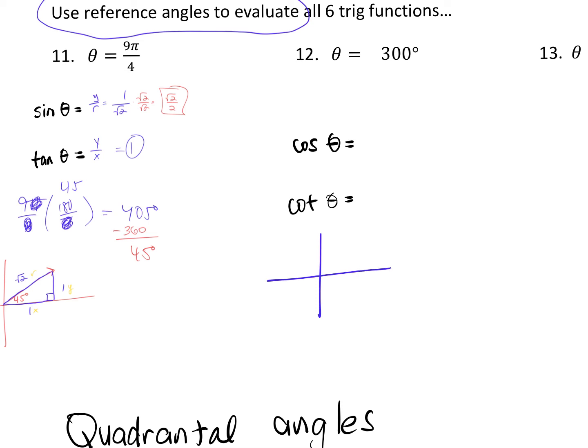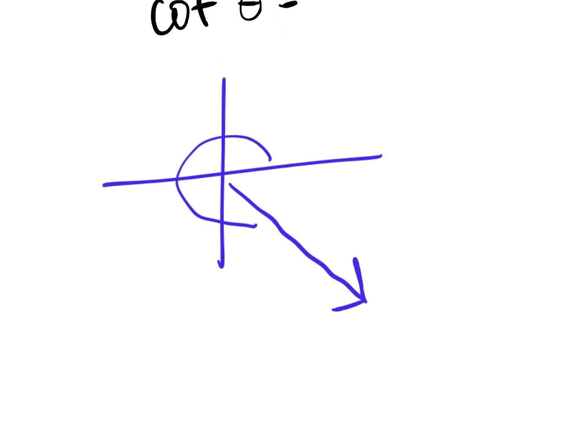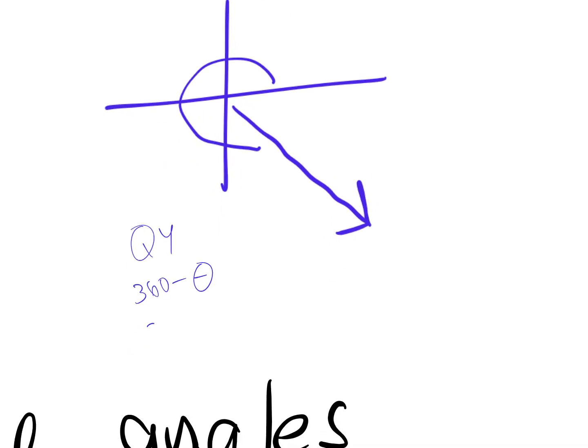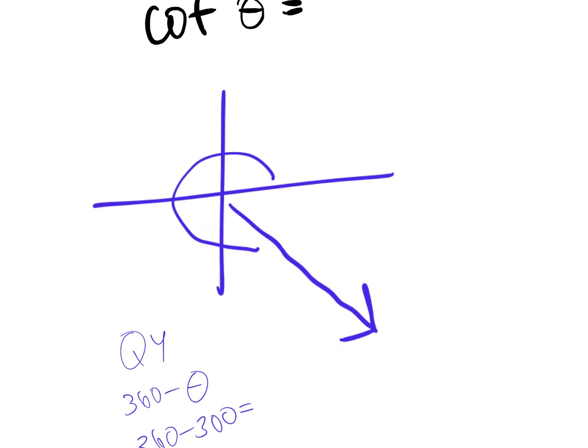All right, 300 is in what quadrant? It's over here, right? Everybody agree? What's the rule for quadrant 4? 360 minus the angle. So 360 minus 300 gives me what? 60 degrees. So from the terminal side of the angle to the x-axis, I have formed an angle that measures right here 60 degrees.